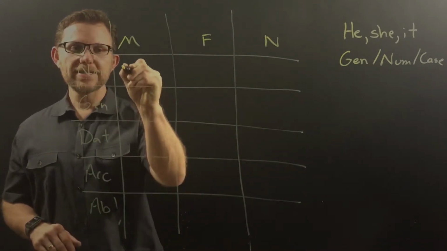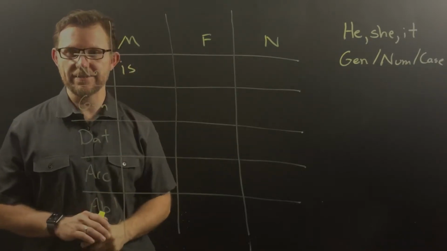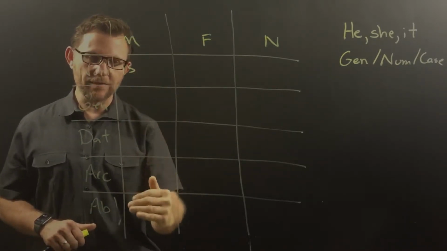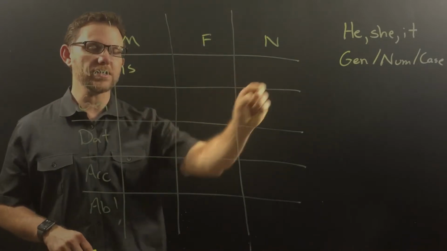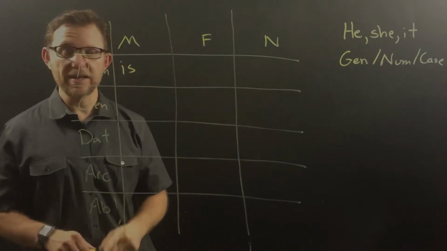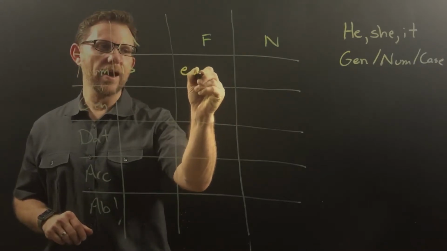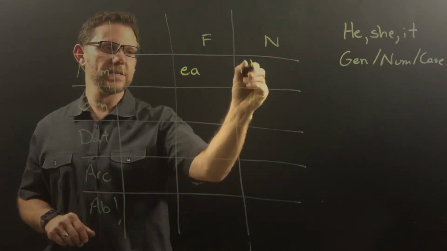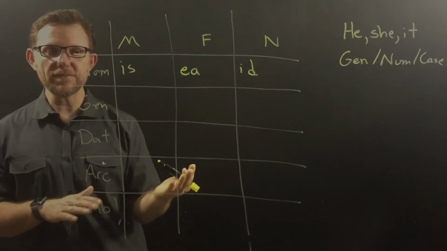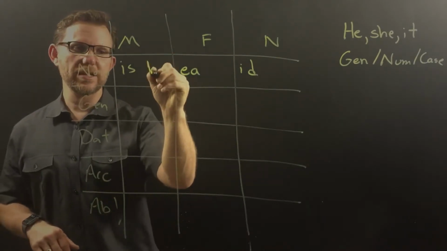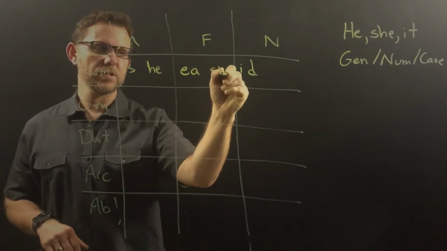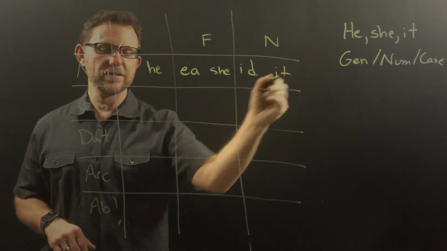So, the masculine nominative form is is. Now, instead of going down from top to bottom, we're going to go across left to right when we memorize the chant because it's just easier that way. The feminine form is ea, and the neuter form is id. And most of the time, these correspond to the translations he, she, and it.